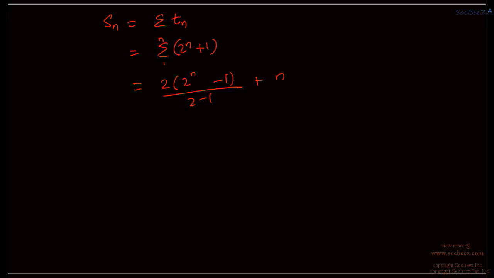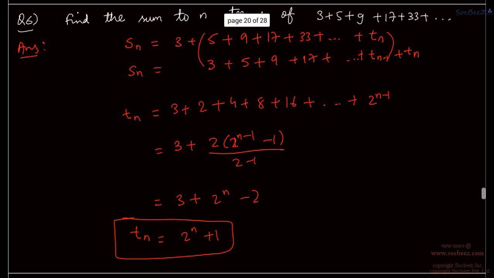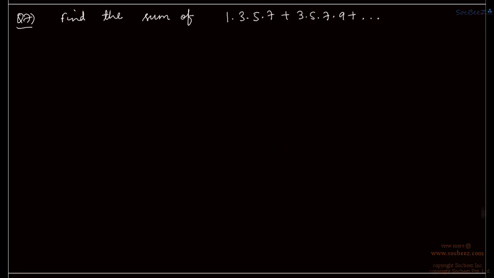I'm sure you see how this is n. There are n terms here, so this should be the power of n. Right? So 2 times 2 power n minus 1 by 2 minus 1. So it's just 2 power n plus 1 plus n minus 2. So we see that the sum is actually given by a very simple formula, which was arrived at using the properties of sigma of 1, sigma of 1 squared and all those things, and using the method of common differences.